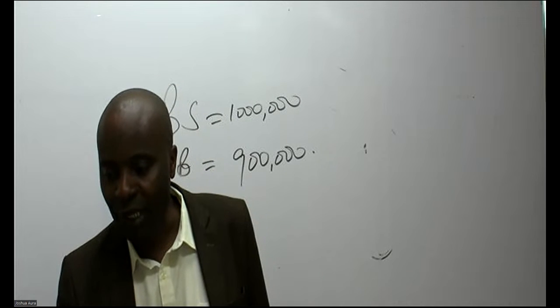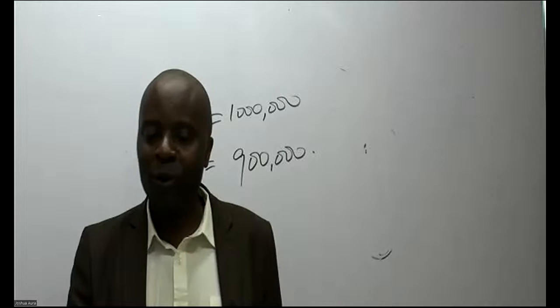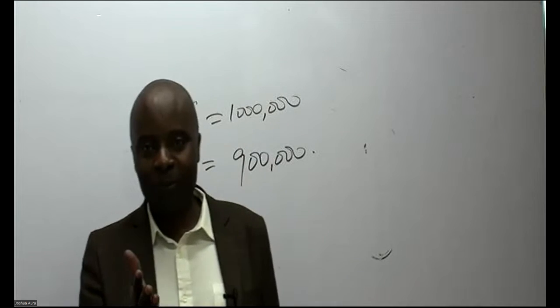Now, ladies and gentlemen, from there, we have the second item. We have what we call time lag between depositing amounts into the bank account and this appearing on the bank statement, what we call unrecorded lodgements. Unrecorded lodgements.